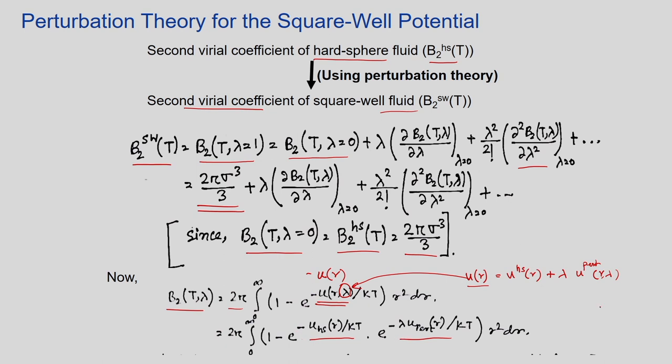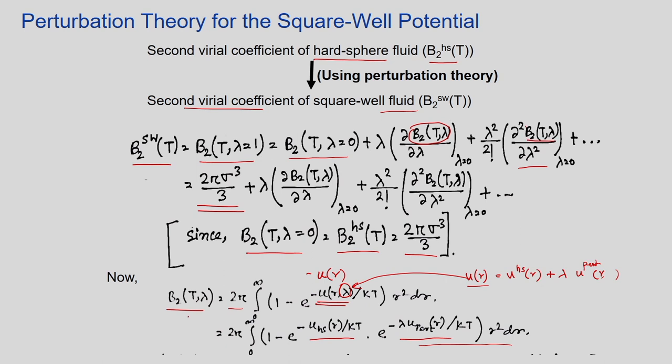So, okay. This will be the u r potential. Obviously, this is not a function of lambda, it is only a function of r. Lambda is multiplied with this. So, now this is the expression, the B2 expression. Now we will try to use this B2 T lambda expression in these expressions, this one and this one.